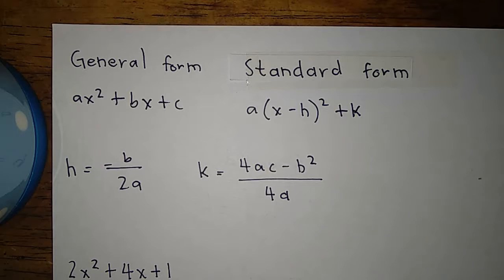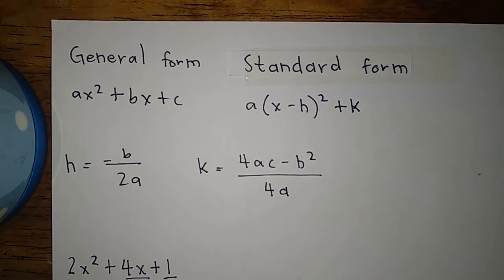The standard form in a quadratic equation. Without further ado, let's get started. These are the formulas that we are going to be using in order to get the standard form of a given equation. First is to get its general form, which is determining the value of a, b, and c in a given equation. Next is to find the value of h and k, then substituting those values to the formula of the standard form. So let's try it out with this example.